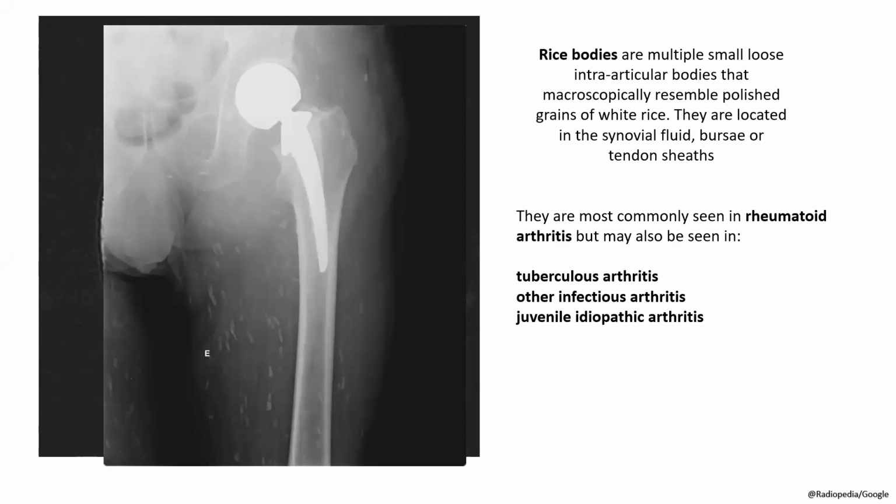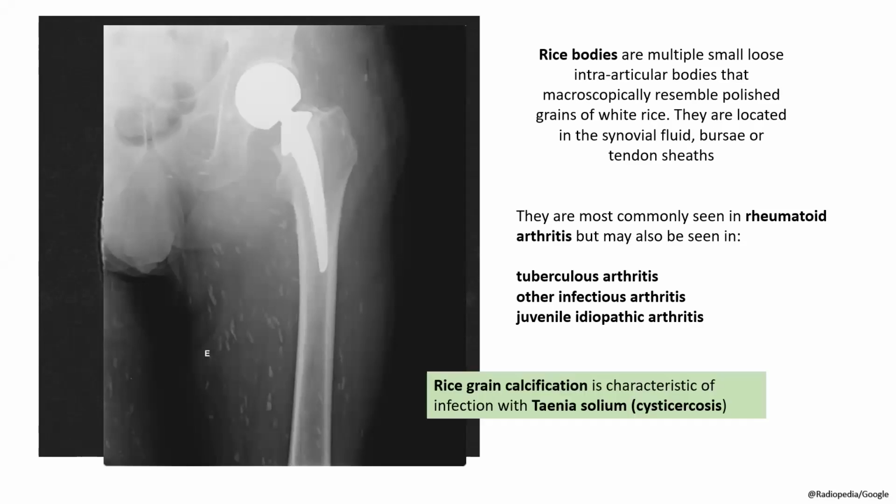This is another example of rice bodies, but different disease. So these are rice grain calcification in cysticercosis. So Taenia solium infection in the muscles and in the subcutaneous plane, they can get calcified and they look like rice grain. So this is cysticercosis.